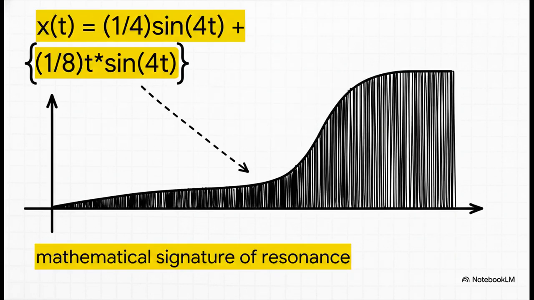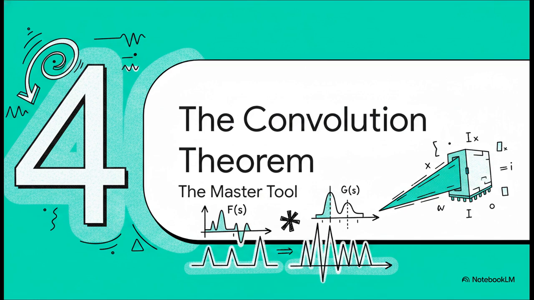And here is our final solution, back in the familiar time domain. That second term, the one with the t out front, came from that tricky second part of x of s. And you see that t? That isn't just a number. It is the mathematical signature of resonance. It means the amplitude of the oscillation is going to grow and grow over time, something the Laplace method just revealed to us perfectly. Okay, that was pretty impressive.